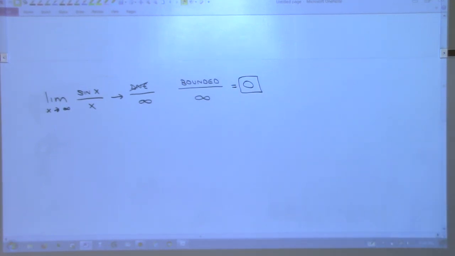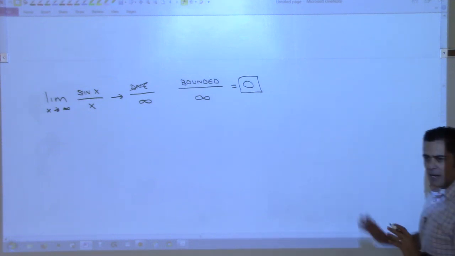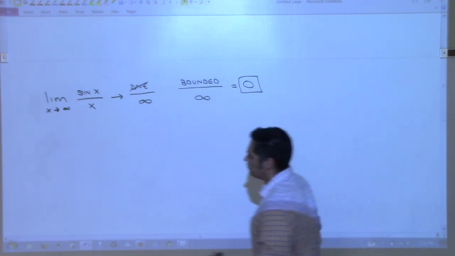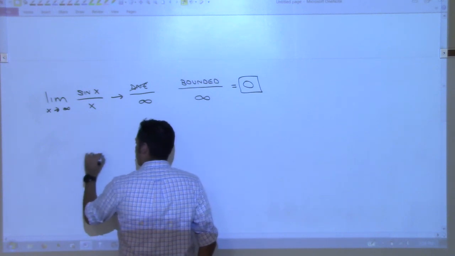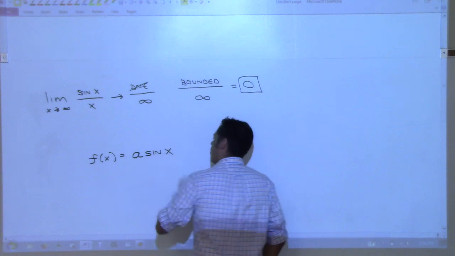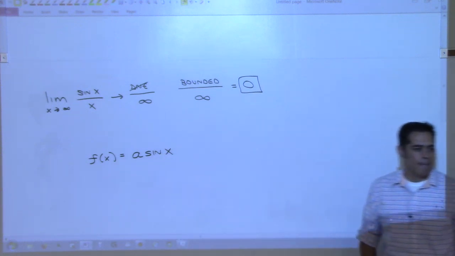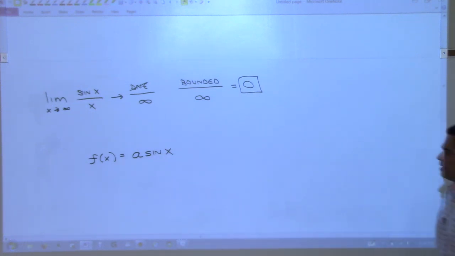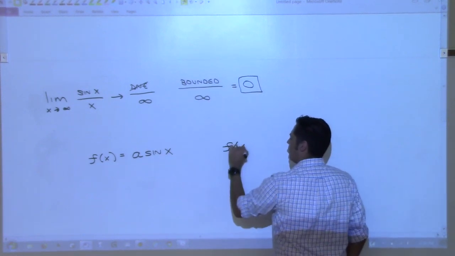Now maybe I can help illustrate this. Going back to pre-cal. Let's say I define a function a sine of x. What was a? What was the number sitting in front of that? So again, here's a specific example.